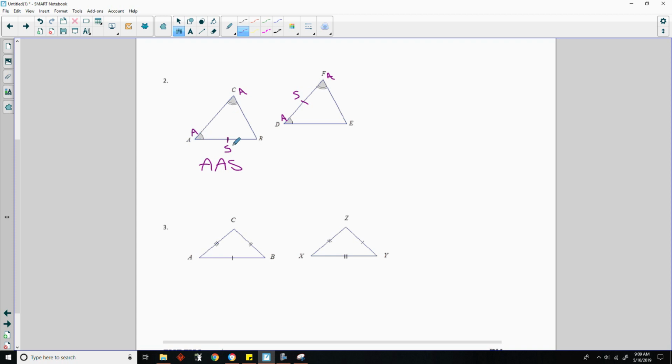2 angles and 1 side that's opposite one of the given angles. And this one is angle, side, angle, which is 2 given angles and an included side. AAS is not the same as ASA. So these 2 triangles are not necessarily identical.